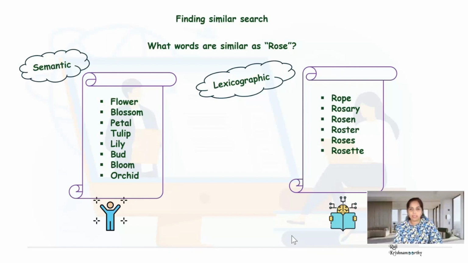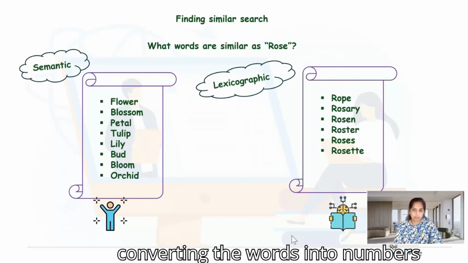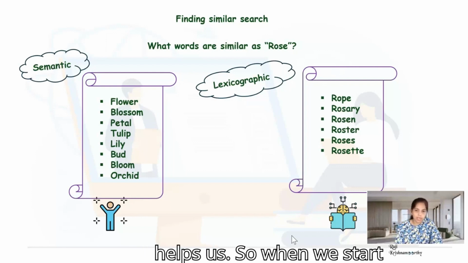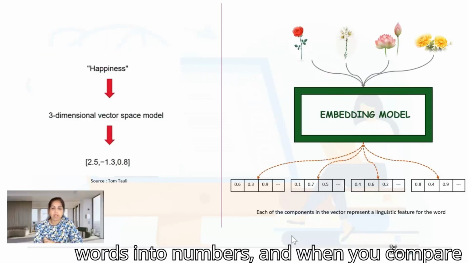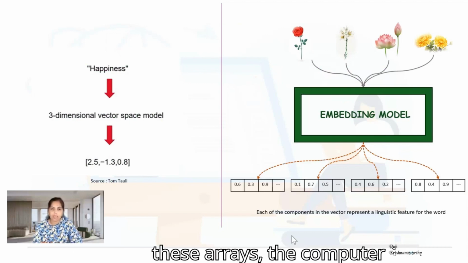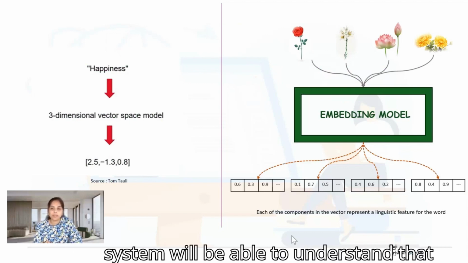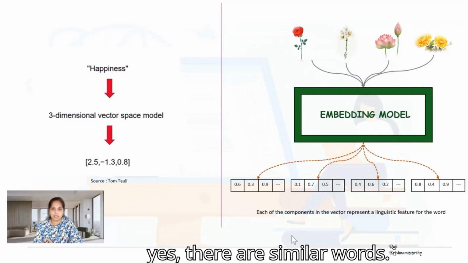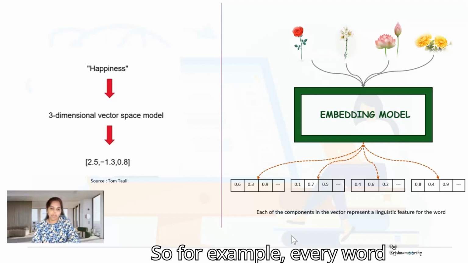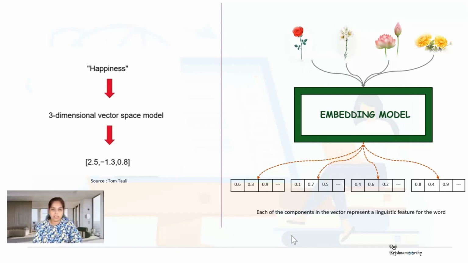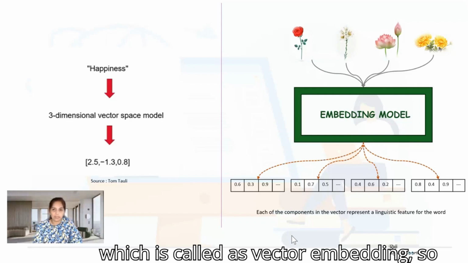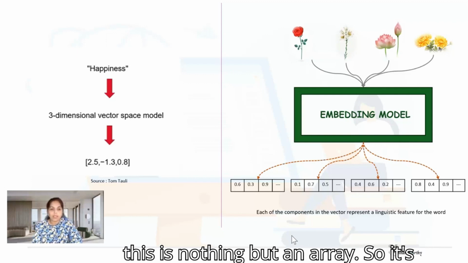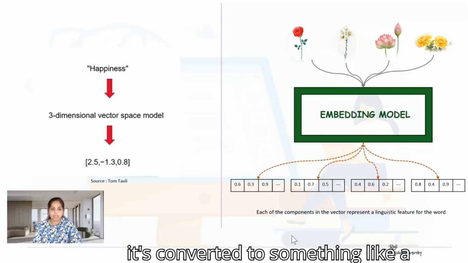That's where converting the words into numbers helps us. When we convert all of the words into numbers and compare these arrays, the computer system will be able to understand that yes, there are similar words. For example, say you take happiness. When you convert it into numbers, that is called a vector embedding. This is nothing but an array. It's converted to something like a three-dimensional one.